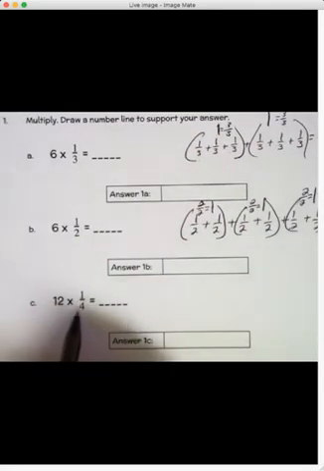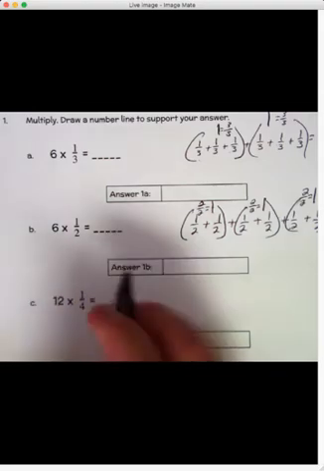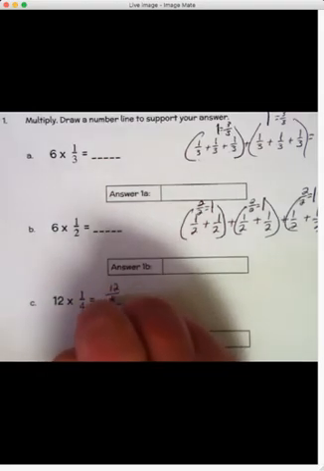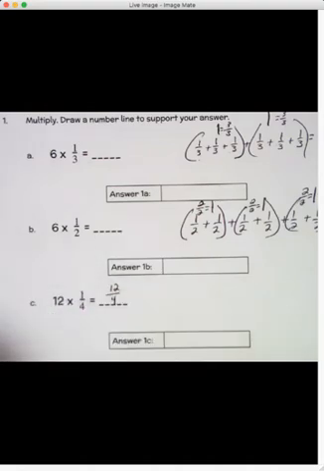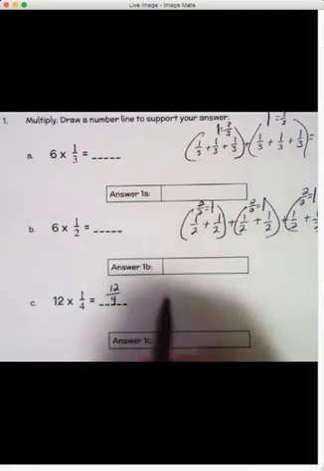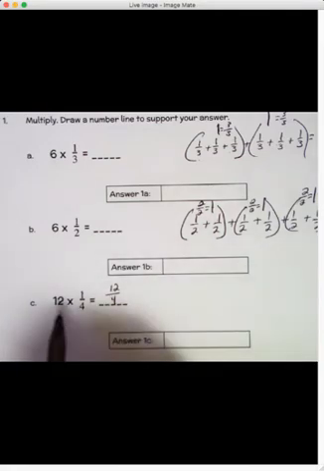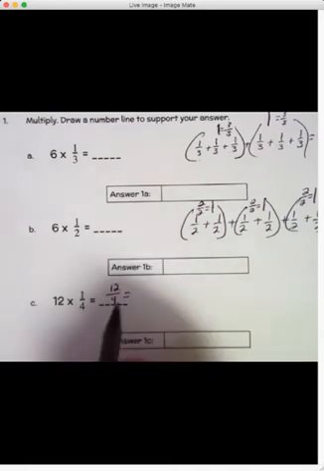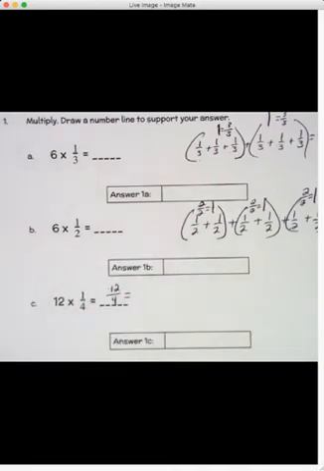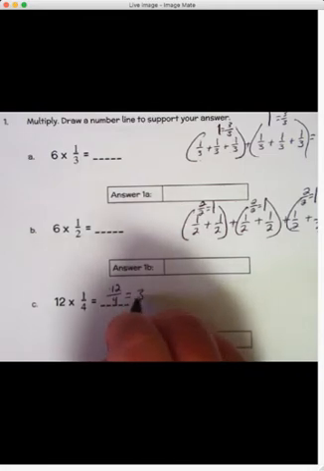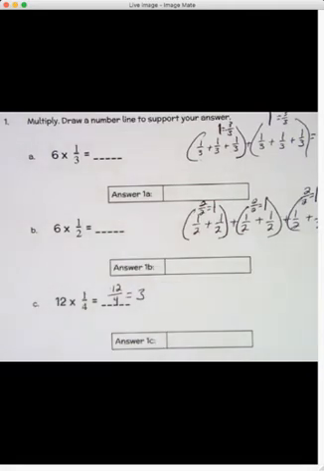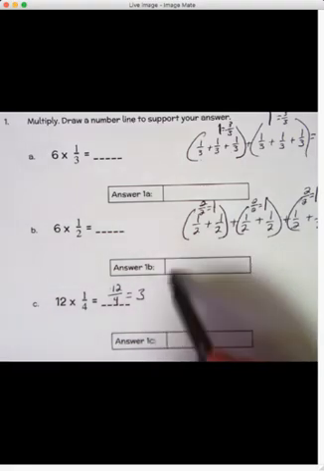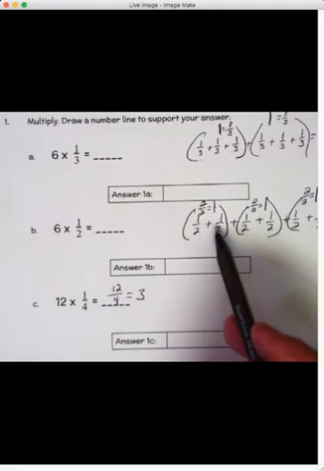12 times 1/4. 12 times 1 is 12 fourths. Because if you wrote 1/4, you would have 12 of them, right? So it's 12 fourths. Okay, now think about this. 12 divided by 4 is what? 3. 3 times 4 is 12. So 12 times 1/4 is 3. Got that? Either way you want to do this on today's homework, however it helps you, do it that way.